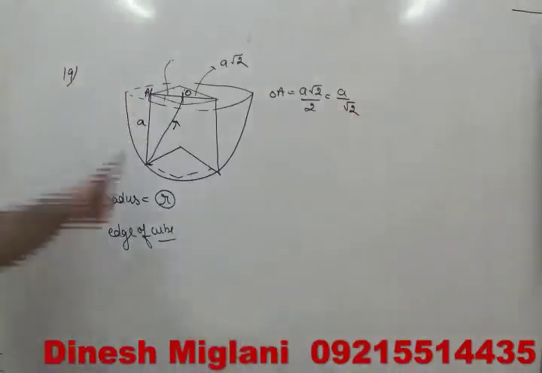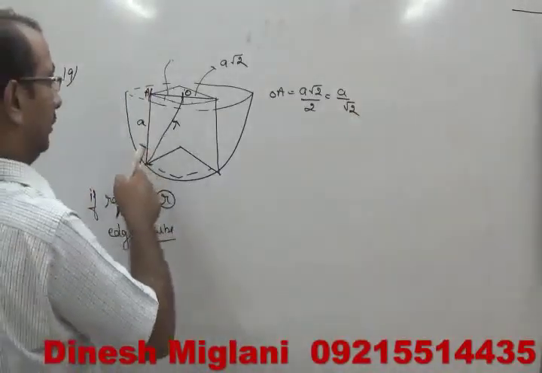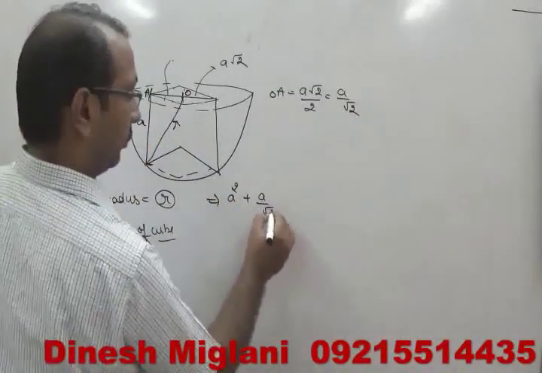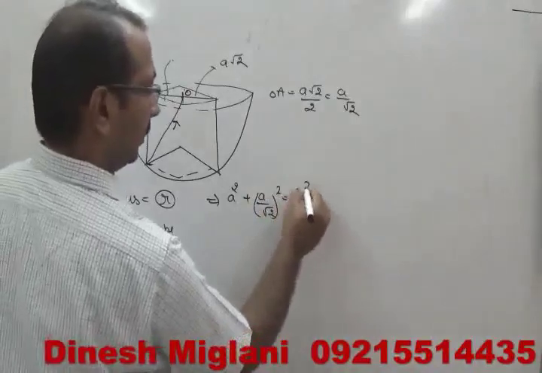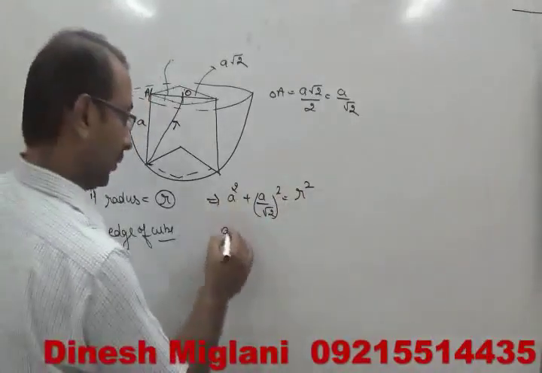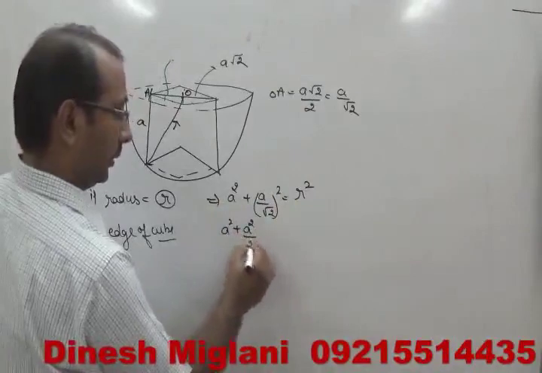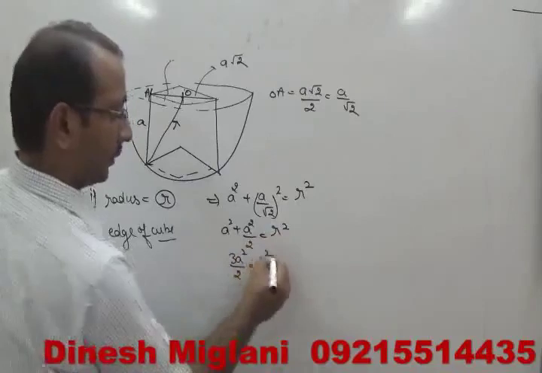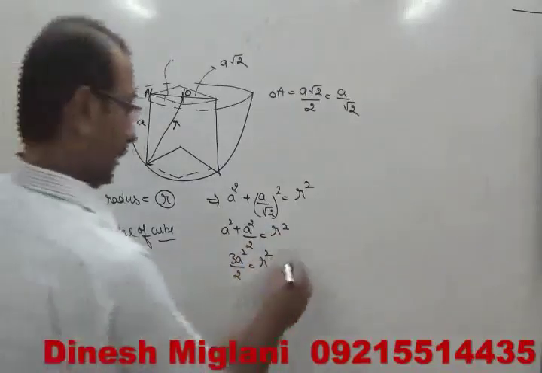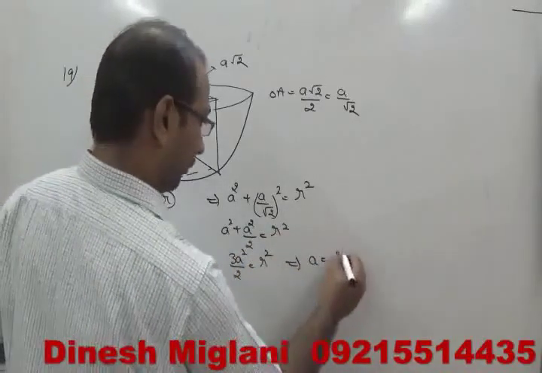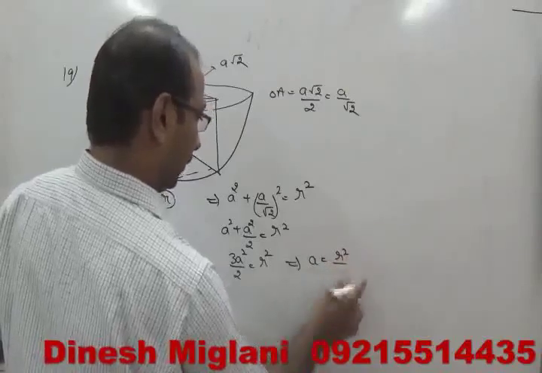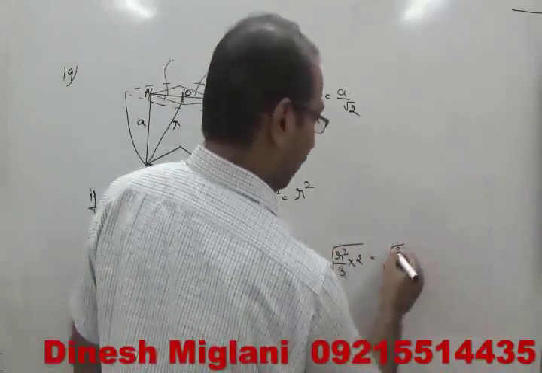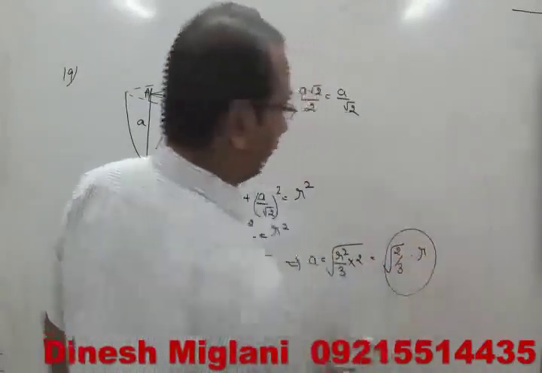Now I can apply the Pythagoras theorem here, with perpendicular and base. You may take it as a square plus a by root 2 whole square, equal to r square. Now I may take it as a square plus a square by 2 equal to r square. 3a square by 2 equal to r square. And I have to find a. So a square is equal to 2 r square by 3. You have to root it. So a is root of 2 by 3 into r. That's my answer, right.